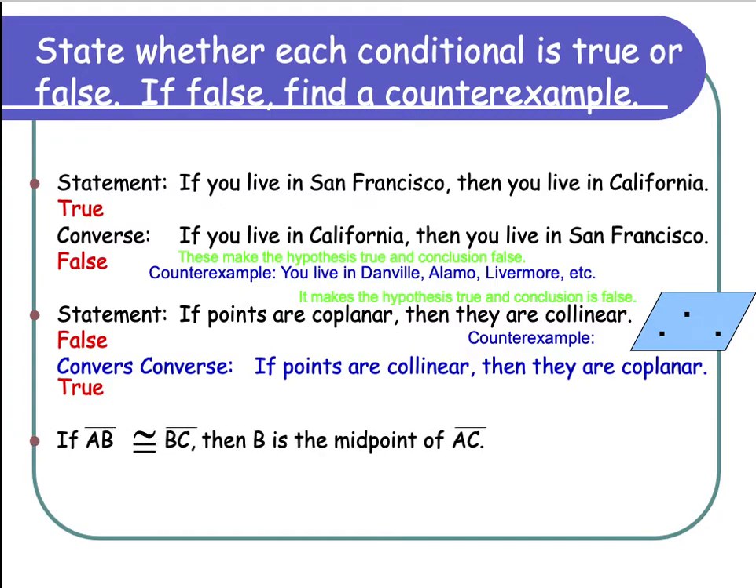Okay, if line segment AB is congruent to line segment BC, then B is the midpoint of AC. The answer is false, because I can place point B first before point A, or I can place point C first before point B, or point C before point A. So I can give the counterexample of that.